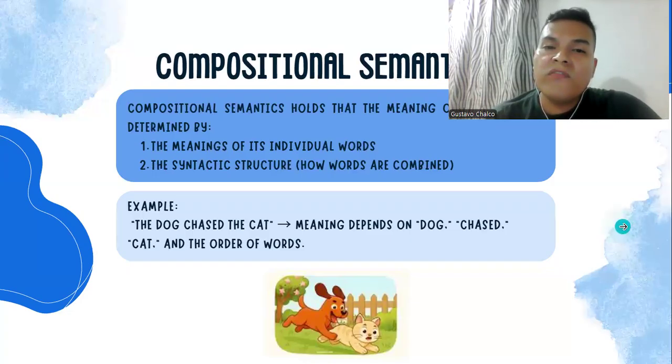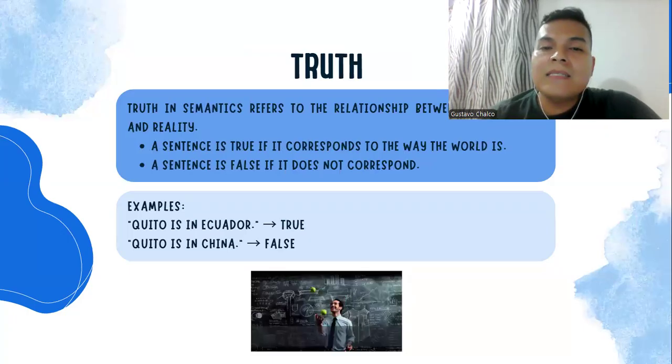Let's move on to truth. In semantics, truth is about whether a sentence corresponds to reality. A sentence is true if it accurately reflects the world, and false if it does not. For example, "Quito is in Ecuador" is true, while "Quito is in China" is false. Understanding truth is essential to communicate clearly and analyze statements logically.